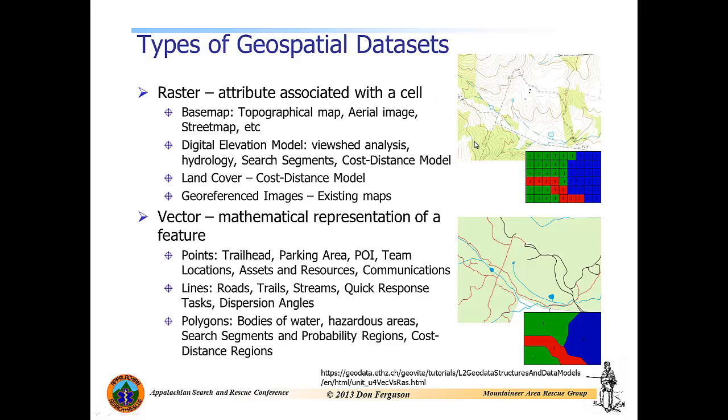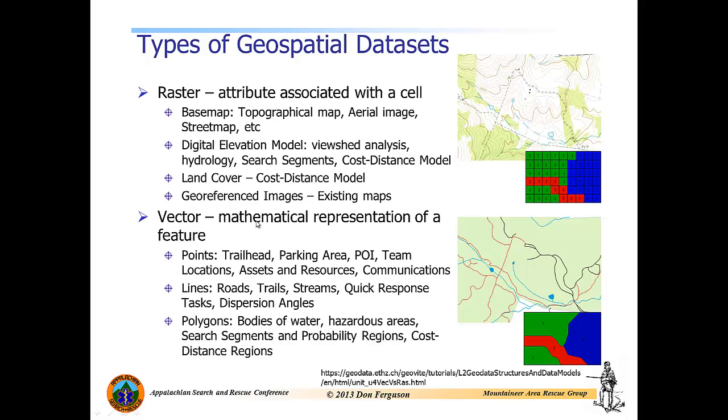They may be a topographical map, they may be an aerial image, a street map, or it could be a digital elevation model, or a land cover, or even a georeferenced image of, say, an existing map. But in all that raster data, the cell has relevant information. In the case of a topographical map, the cell tells what the picture looks like. But in terms of a digital elevation model, the cell would give you the elevation at that point. So the raster data are associated with the cell.